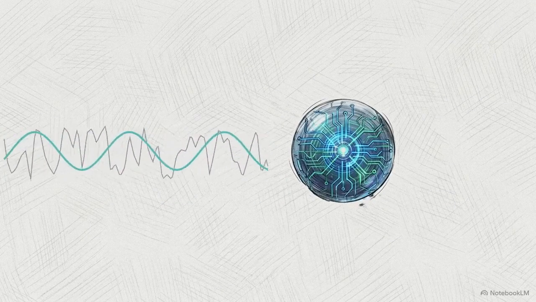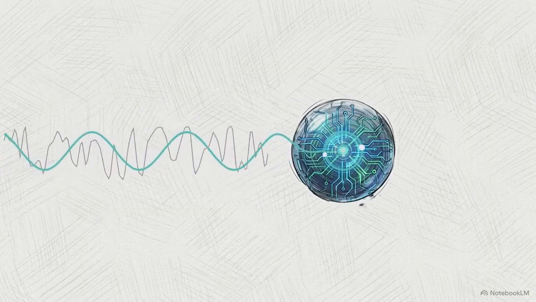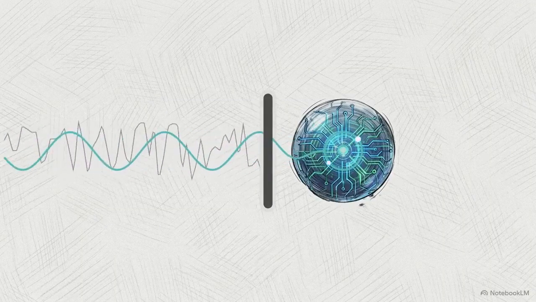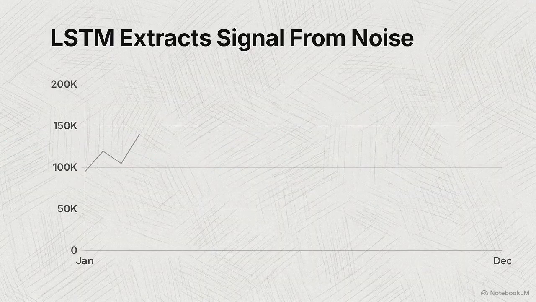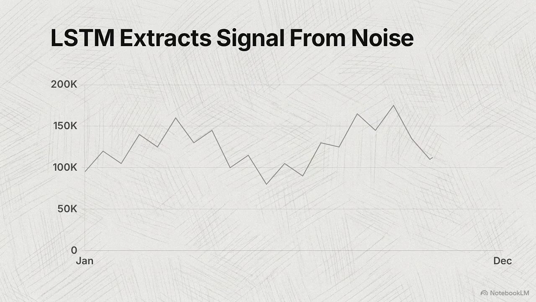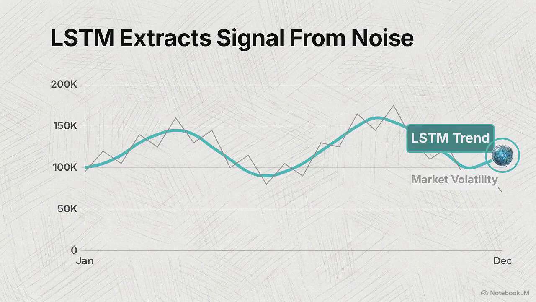The network actively decides to store important long-term dependencies, like a recurring holiday trend, while filtering out the random day-to-day noise of the market. Because LSTMs can retain these long-term trends while ignoring chaotic fluctuations, they are uniquely equipped to handle the unpredictable reality of financial markets.